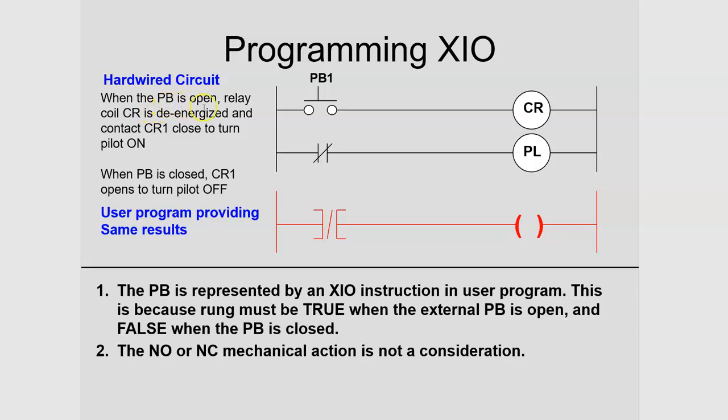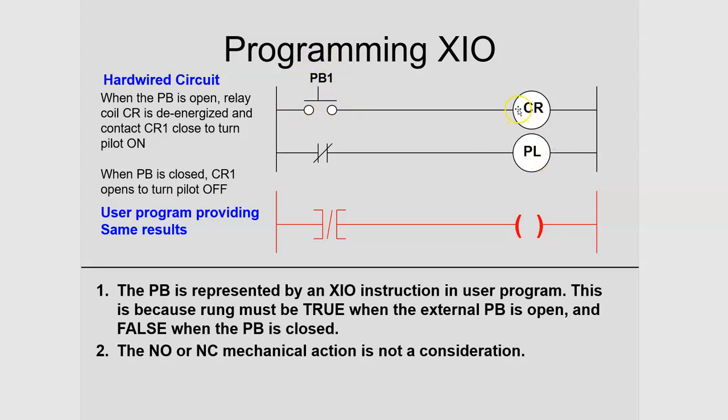When the push button is open, so it should be PB1 here. When the push button PB1 is open, the relay coil CR is de-energized and the contact CR1 closes to turn on the pilot light. So here I have a pilot light. This is off. This is de-energized. I know that because this is a normally open push button.